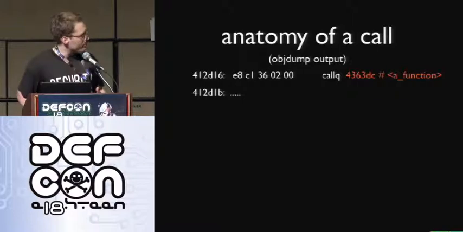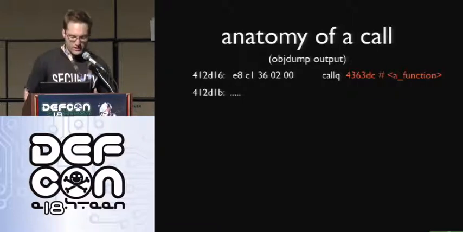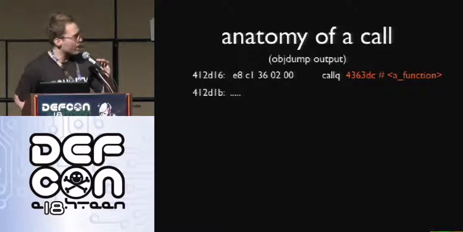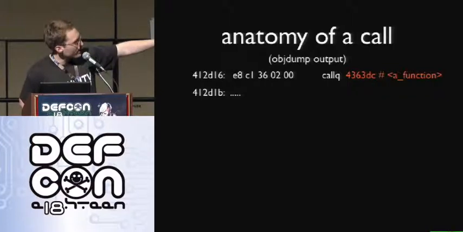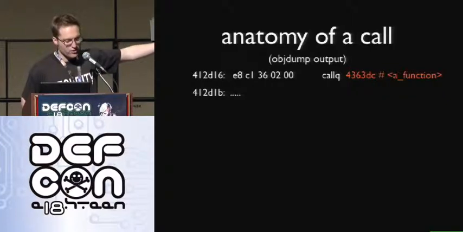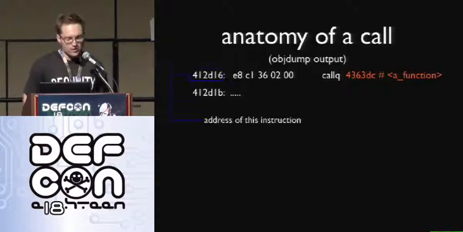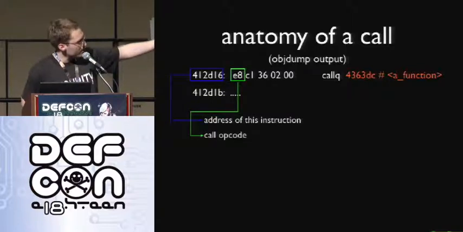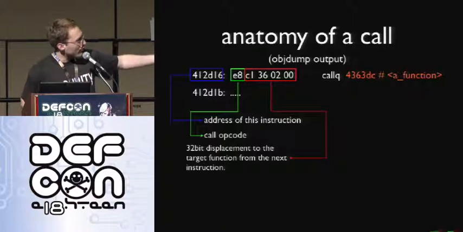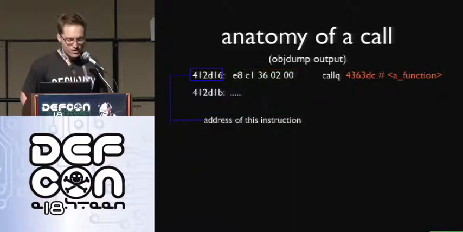Well, we can do an anatomy of a call instruction and get a better idea of what's going on. So this is just objdump output. As you see on the right, there's a call instruction, and it's calling the function a_function, and the address that it lives at is 4363DC. So the way that's calculated: in objdump, this is the address of this instruction. This is the call opcode, E8. And then the 4 bytes after it are the 32-bit displacement to the function you're trying to call.